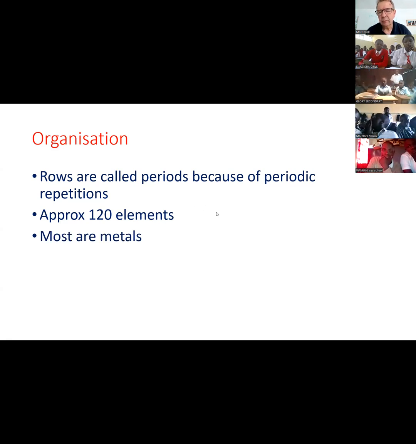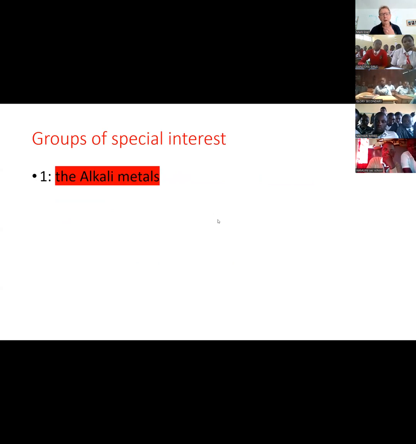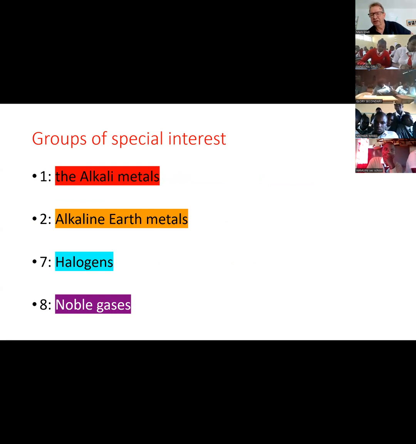Most of them are metals. If you look at the periodic table, almost none of them are non-metals. Okay, the vast majority are metals. There are some metalloids and non-metals. You don't have to worry about the metalloids. Okay. So the first group we have to know about is group 1. And you need to know quite a lot about group 1, group 2, group 7, and the noble gases, group 8 or 0. So these are the ones that we need to concentrate on. And we're going to look at each one of these a little bit just now. Okay, so let's have a look at group 1.